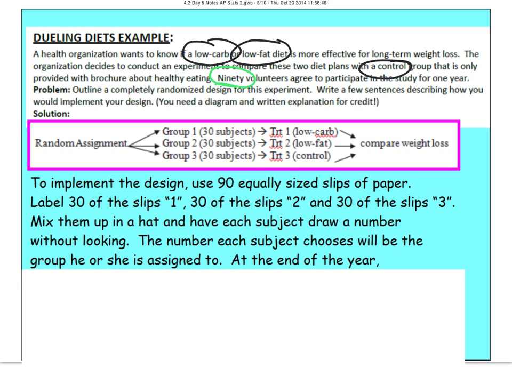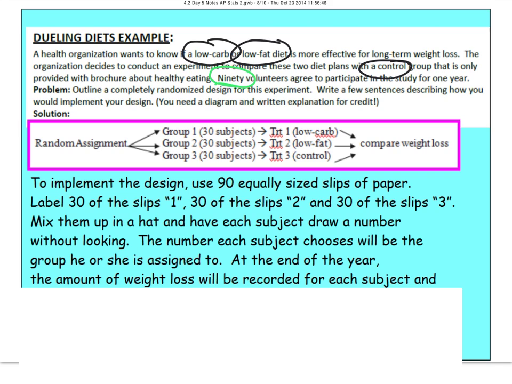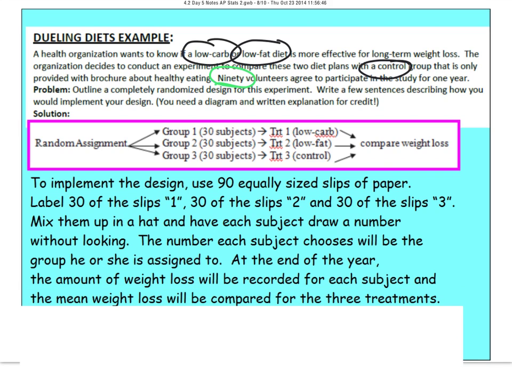I could also say on here, then randomly assign, then we could say group 1 is going to get low carb, group 2 would get low fat, group 3 would get the control group. At the end of the year, the amount of weight loss will be recorded for each subject, and the mean weight loss will be compared for the 3 treatments.